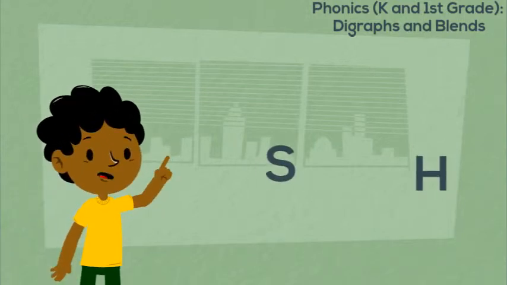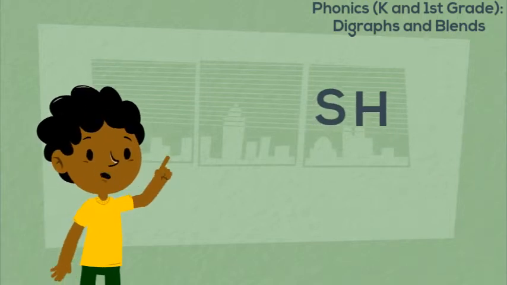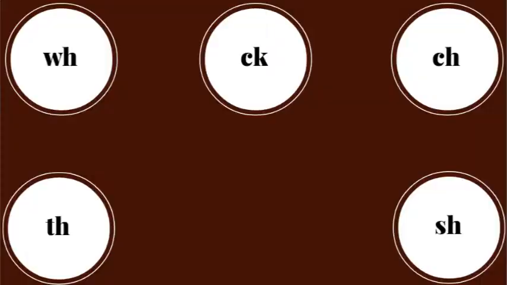I sure do. My teacher taught us about those. When S and H are together, they don't say S and H. They say sh, like in ship. Great. I have the digraphs written on each of these pieces of paper. I am going to show you some pictures and you decide which digraph is in the word. Are you ready?